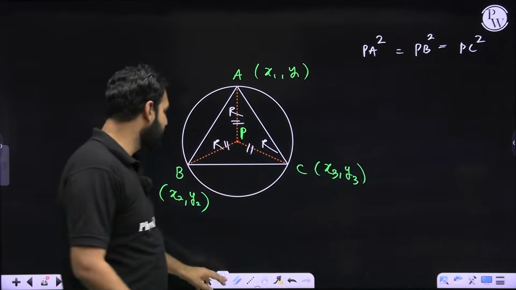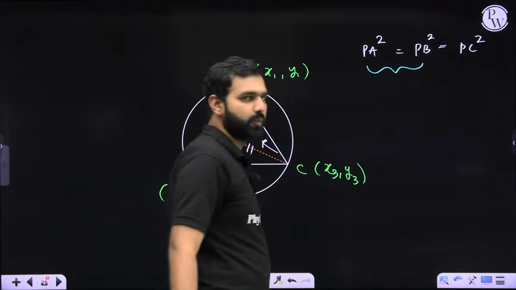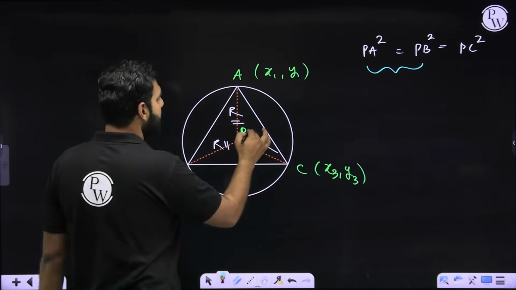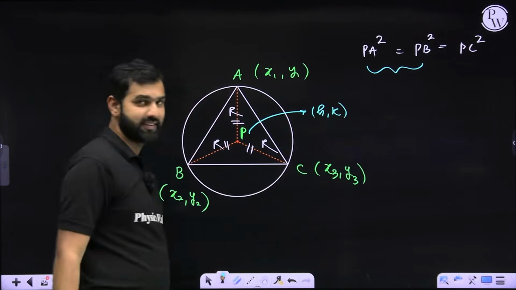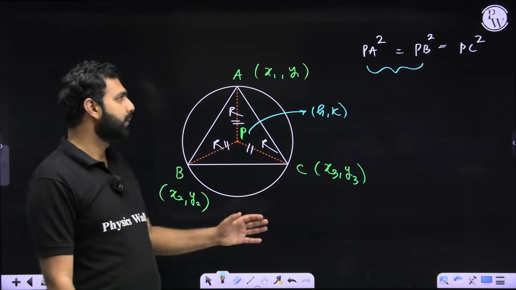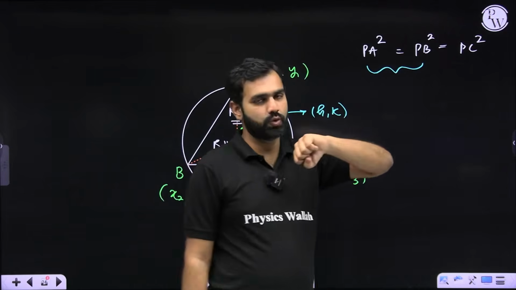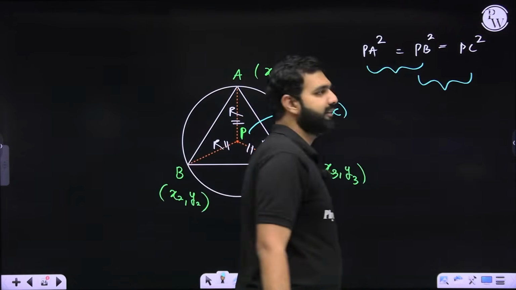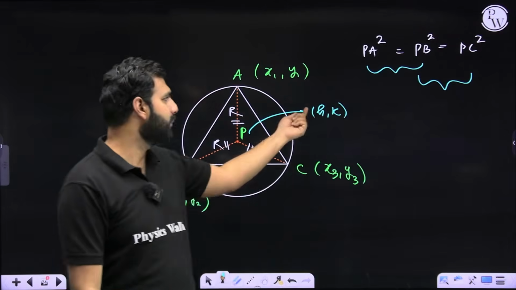From here, what you'll get is PA square is equal to PB square. You'll create one equation in X and Y, because let's say the coordinates of P are either H comma K or X comma Y, whatever you wish to take. This is what we need to figure out. So one equation can be attained by putting PA square equal to PB square, and you can get the second equation by putting PB square equal to PC square. So you'll get two equations in H comma K or X comma Y, whatever variables you take.